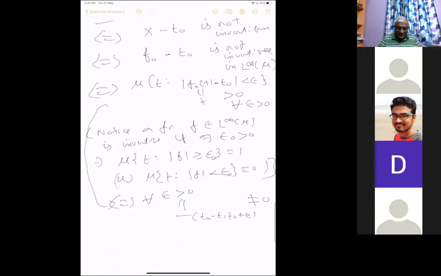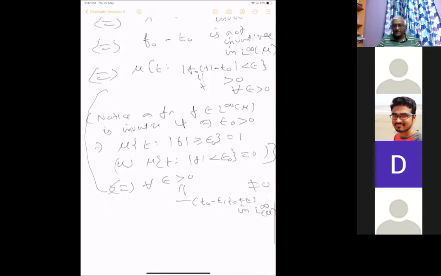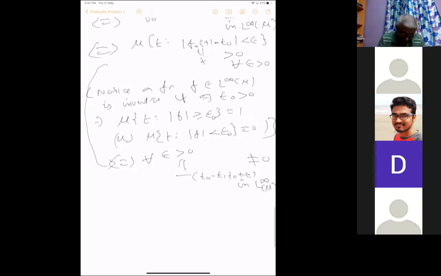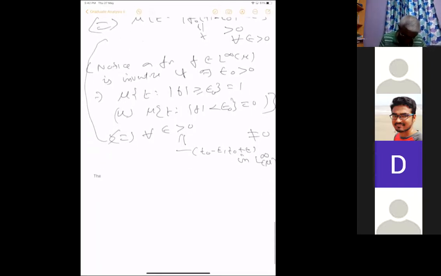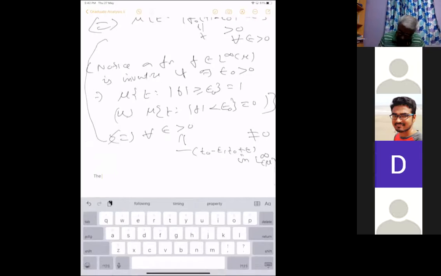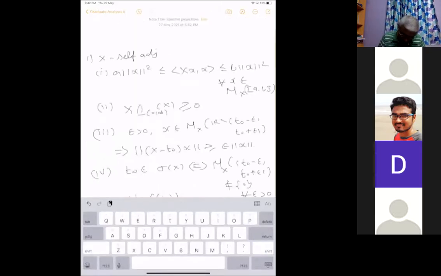So that measure is greater than 0 means this, as a function in L infinity, is not 0. If the measure of that set is 0, as a function in L infinity, this is 0. As a function in L infinity, this is not 0. That's what it means, right? So it will be nice if somebody says yes. Yes. Okay. Thank you.